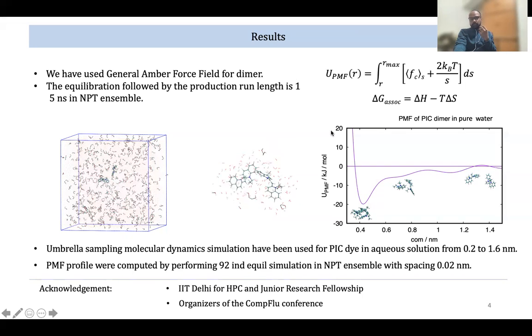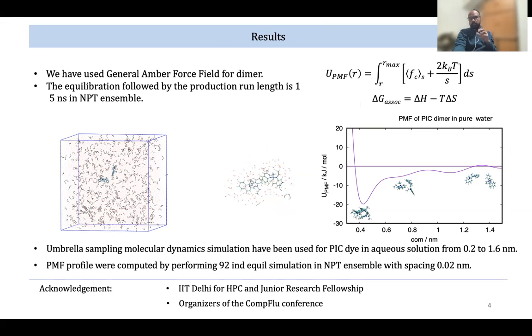As we can see in the potential of mean force curve, the global minimum occurs around 0.42 nanometer, which is when the dimers are at the closest proximity, and then the free energy of association decreases when the dimers go far apart from each other. So this is the potential of mean force in pure water.